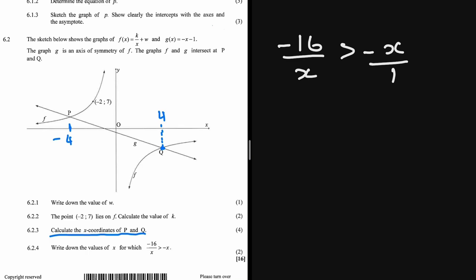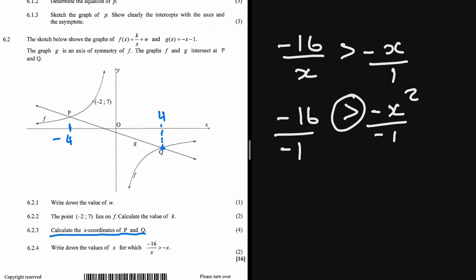When we cross multiply, we're going to get negative 16 multiplied by 1, which gives us negative 16. And then we have x multiplied by negative x, which gives us negative x squared. But now, if you divide both sides by negative 1, the sign is going to change. So we have a positive 16 being less than x squared.